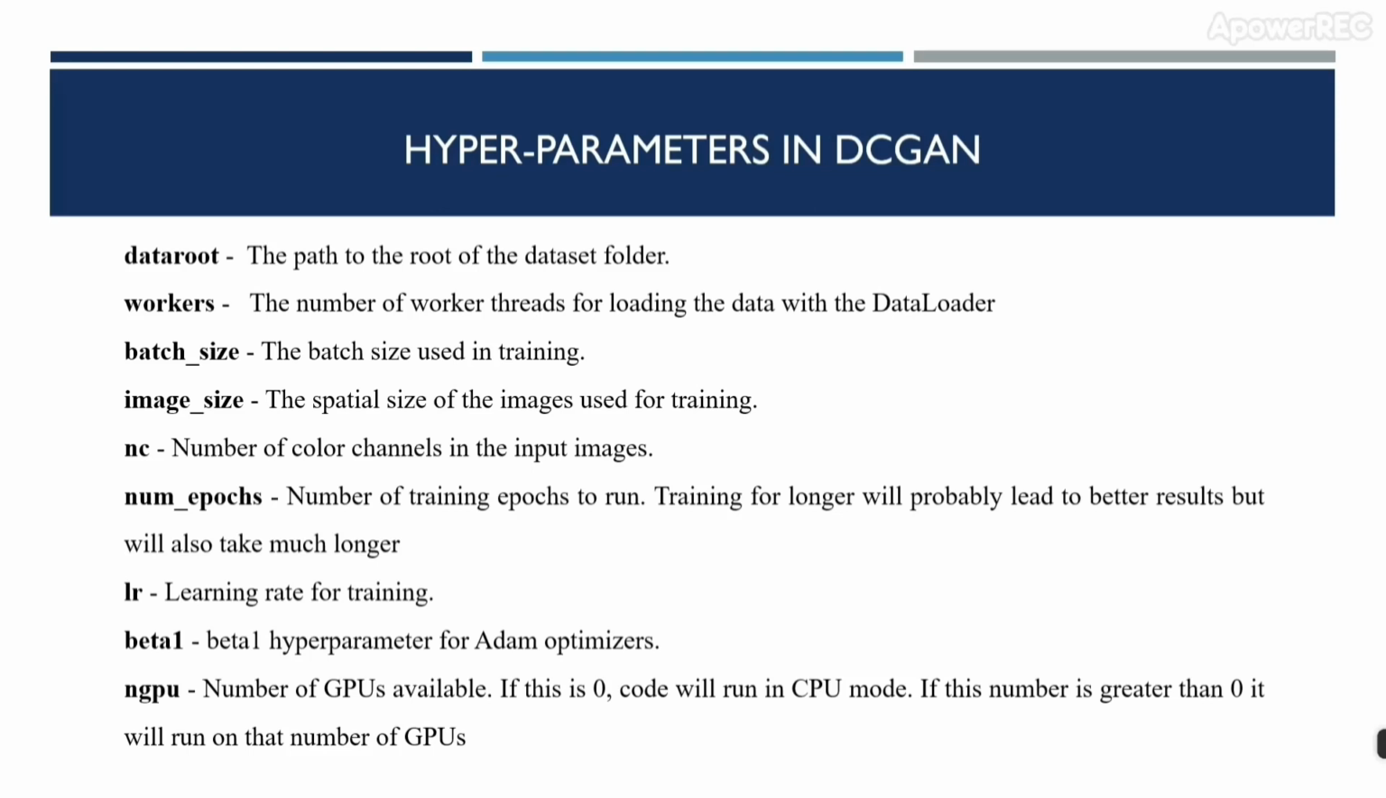LR means learning rate. Beta 1 is the hyperparameter for the Adam optimizer. And GPU is the number of GPUs available. If this is 0, the code will run in CPU mode, or if this number is greater than 0, it will run on that number of GPUs, where GPU means graphics processing unit. In this project, we are using the CelebA faces dataset and the Anime dataset, which can be downloaded from the internet. We trained the DCGAN model using these datasets and generated new images.